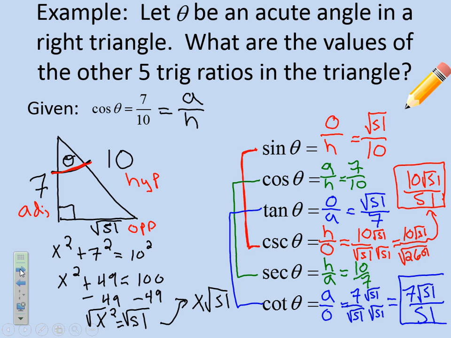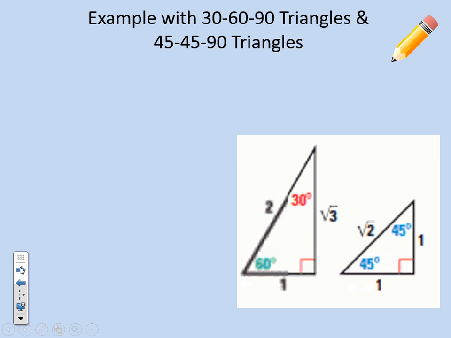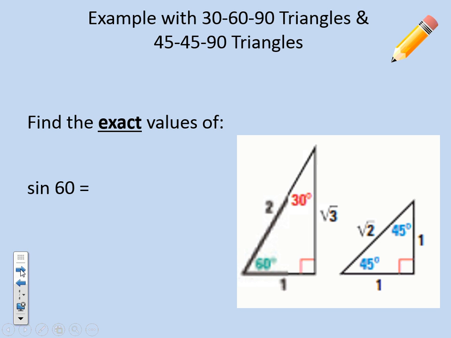Alright, ladies and gentlemen, last example for the day. So make sure we get this in there. We're going to be working with a 30-60-90 triangle and a 45-45-90 triangle. So you're going to want to get both of these triangles down because we're going to be answering some questions about both. Our goal here is to find the exact values of the sine of 60 is our first one.